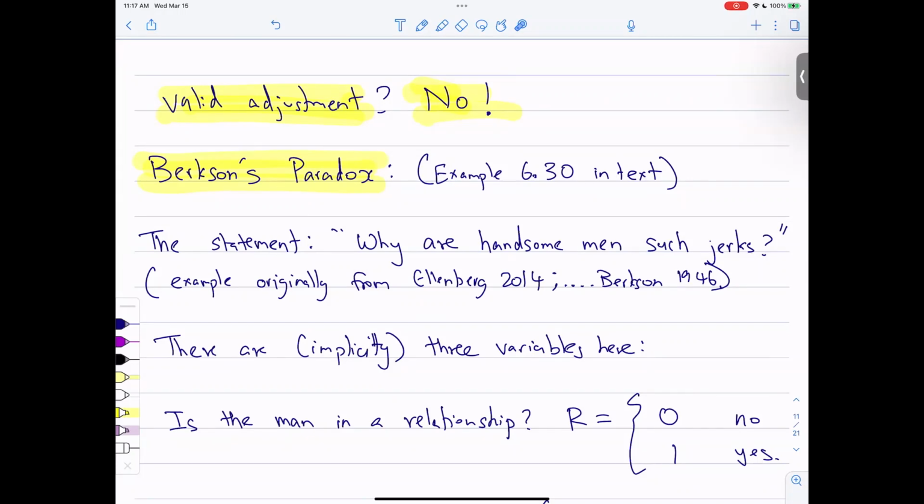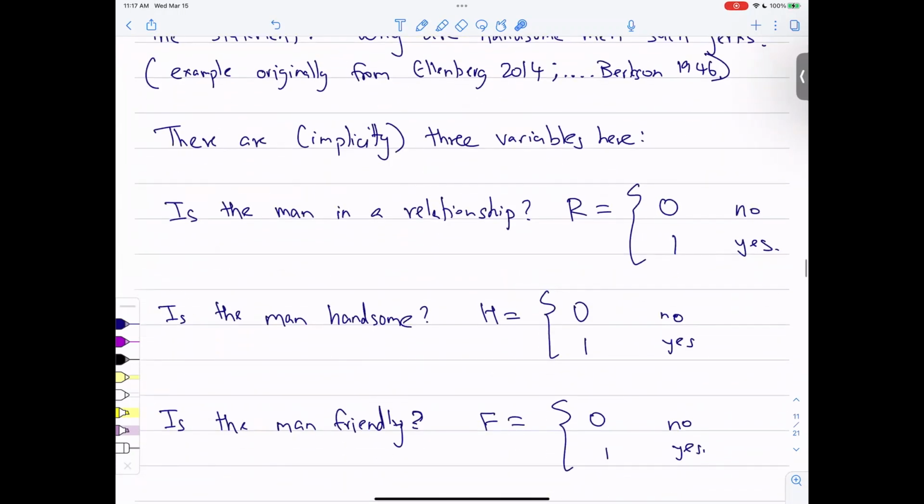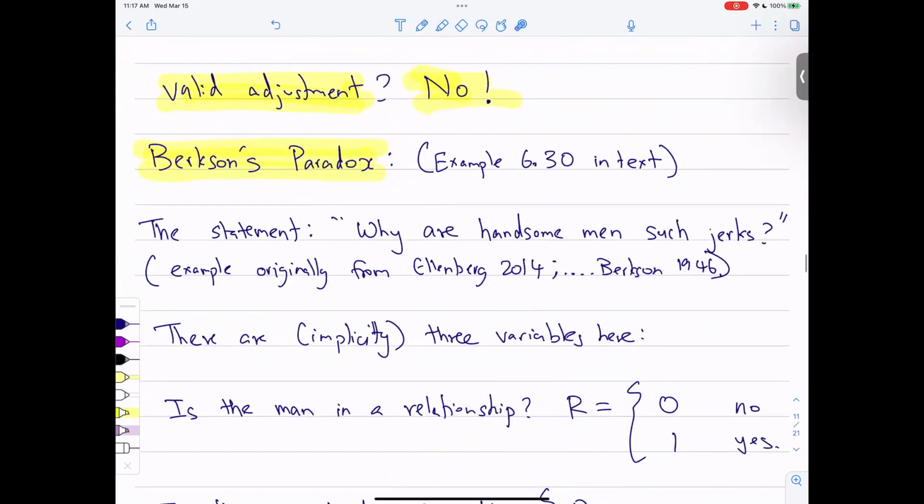And what is the connection to adjustment sets? We'll do this. Suppose the ground truth is, let's say there are two variables, handsome and friendly. So friendly I'm using for non-jerk. It just sounds more politically right to use than jerk. I had to quote jerks because that's somebody else's quote, but beyond that, I will stick to friendly.